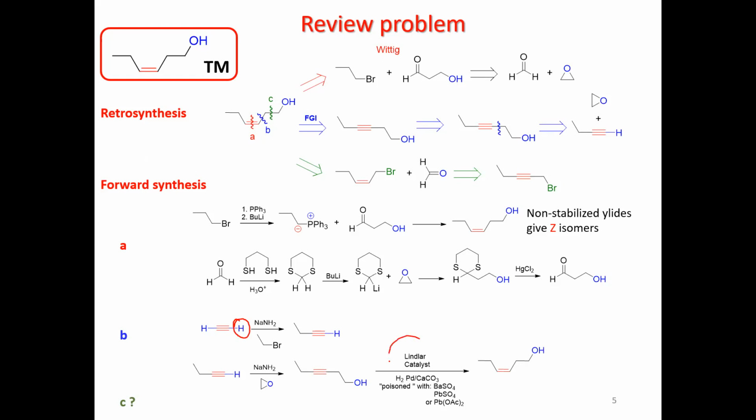This is what you want to remember. If you do have a cis double bond, think about maybe you can use the Lindlar catalyst, or you can use the Wittig with the non-stabilized halide. There are not many other options.